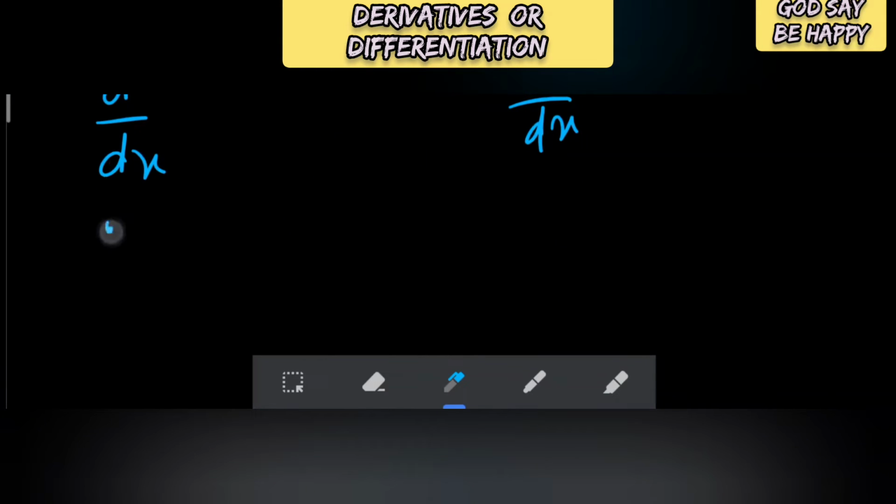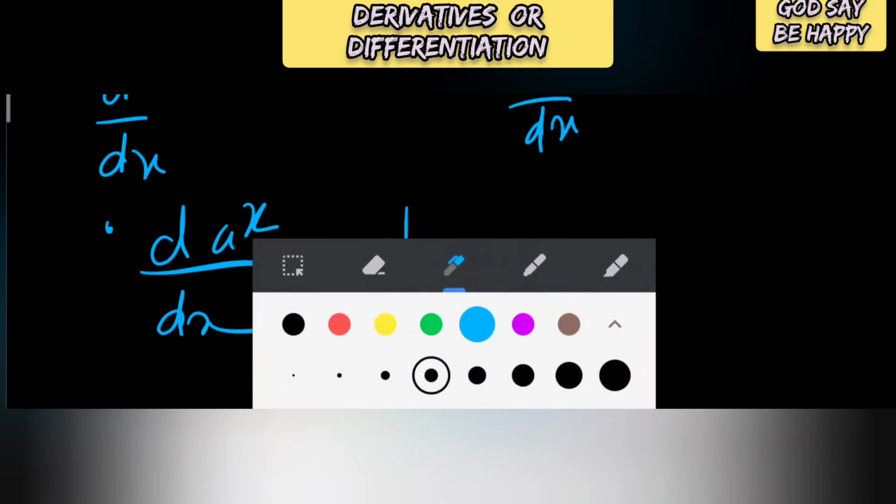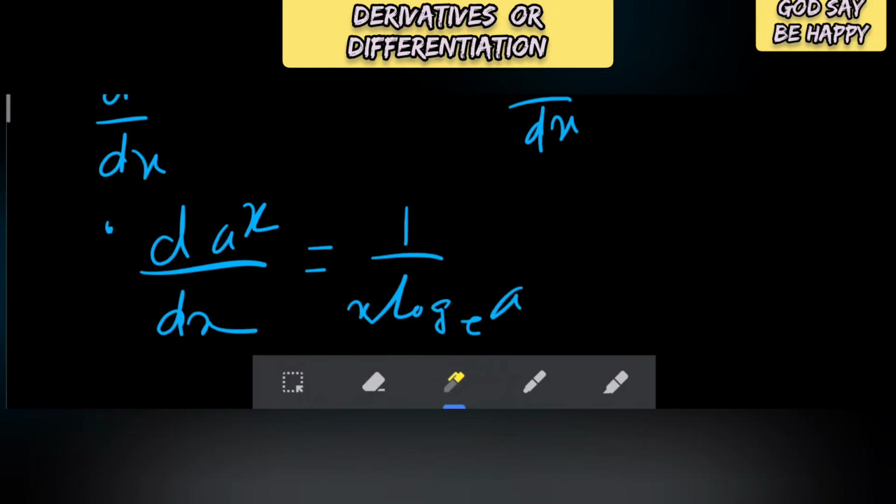Now, second that we have, d of a to the power x upon dx equals a to the power x log a. Then d of log x upon dx equals 1 upon x log a. And do you know what e is over here? This is Napier's constant and its value is approximately 2.17. Okay.